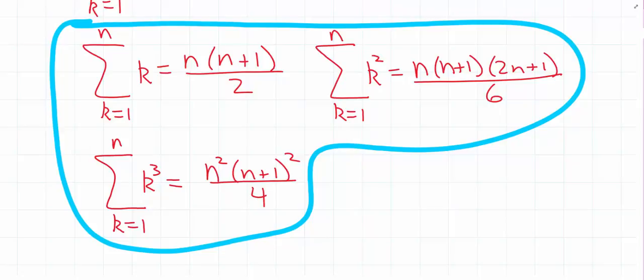Okay, so now here's what we want to do with this. We want to change gears and talk about finding areas under curves. That's what we're going to use for these sums. Let me show you how we'll look at it.